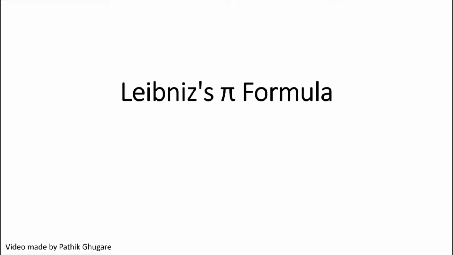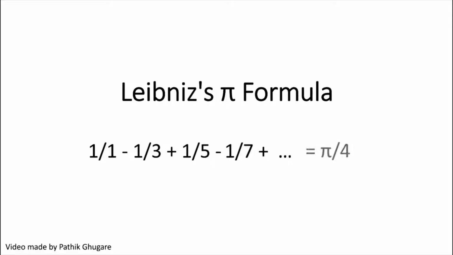Leibniz's pi formula. Also known as Gregory's series for pi. This Leibniz's formula suggests us that if we add reciprocals of odd numbers with alternate plus and minus sign till infinity, we will get this value of pi divided by 4. Strange? Huh? Just to get a feeling about how this infinite series converges, I will show you this beautiful animation from one of 3 blue 1 brown's video.